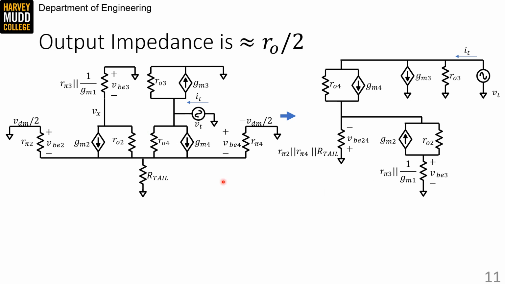You can see that by looking at, say, GM3, which is just hanging off of our Vout node to ground, or RO3, which is just hanging off of our Vout node to ground, or RO4 parallel GM4, which is hanging off of our Vout node to this big emitter node that's now represented here.